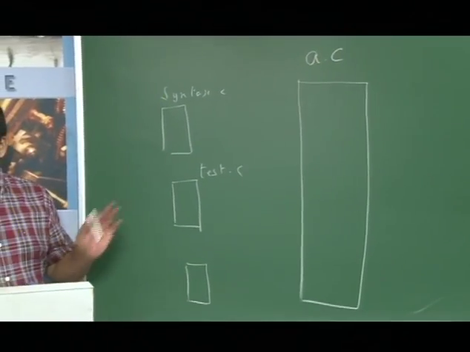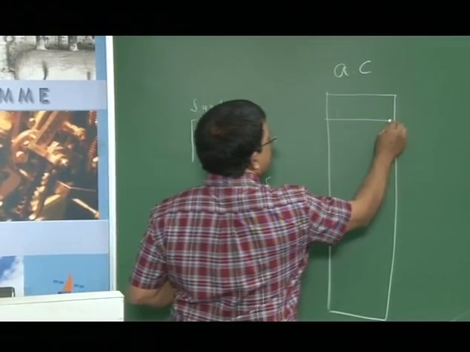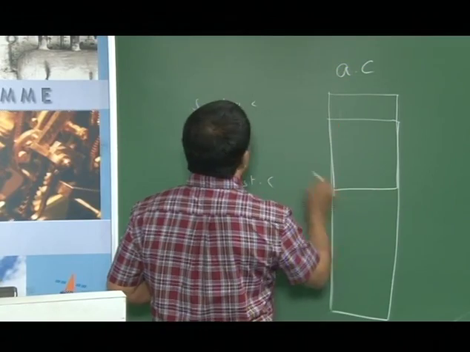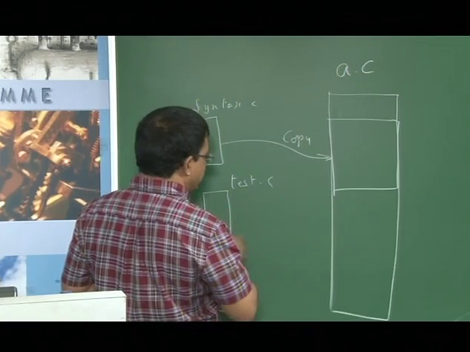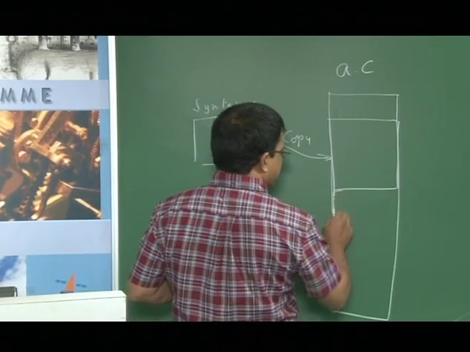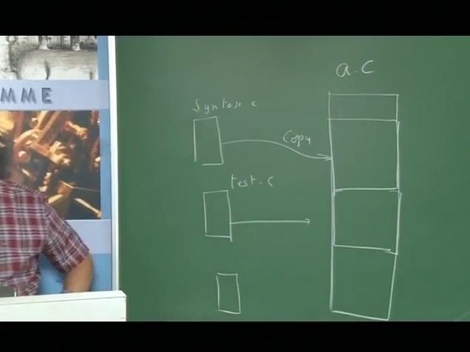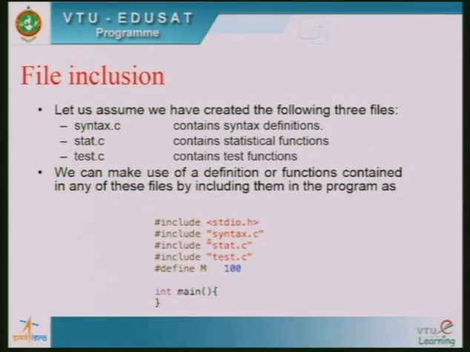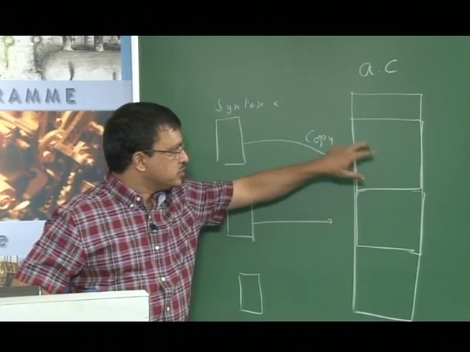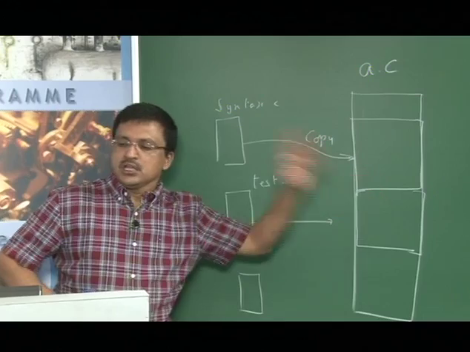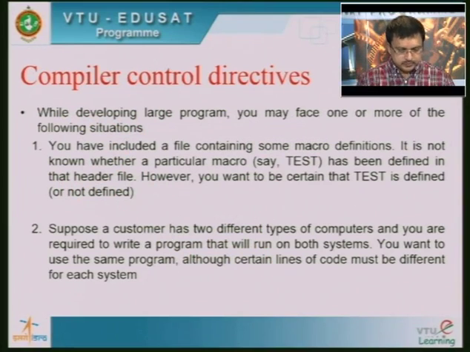So I have stdio.h and then I have syntax.c. What happens? This entire file is copied into this. And then you have test.c. This entire file gets copied into this. And the output of the preprocessor is this big file. That's all. If this contains some functions and this contains some definitions, all those will be available for the rest of the program. This is how large projects get implemented.